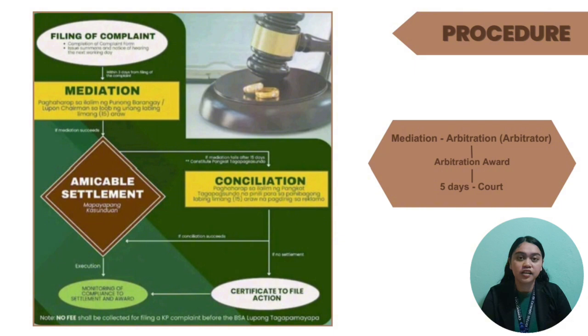And one alternative option is the arbitration. During mediation, if no agreement is reached, the complainant and respondent can mutually agree to undergo arbitration. In this process, an arbitrator such as a retired judge, attorney, or qualified professional will mediate the dispute. Both parties will present their evidence and the arbitrator will make a final decision or solution to the conflict, known as the arbitration award. This award is also submitted to the court within 5 days by the barangay secretary.